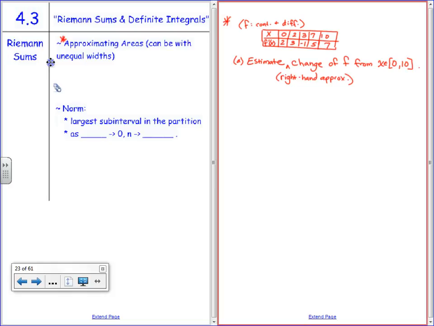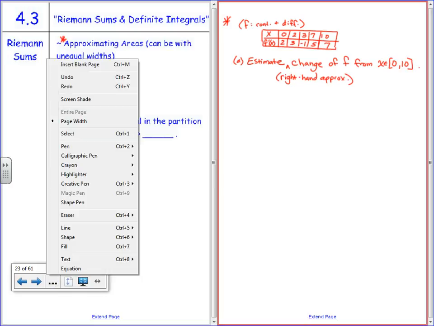Why am I approximating an area, guys? What in the question tells me that I need to approximate areas? It says estimate, it says right-hand approximation, and it says change of f. What do I have in my table? F prime. Well, how can I go from f prime to f? Integral, right? So to go from f prime to f, I need integral.